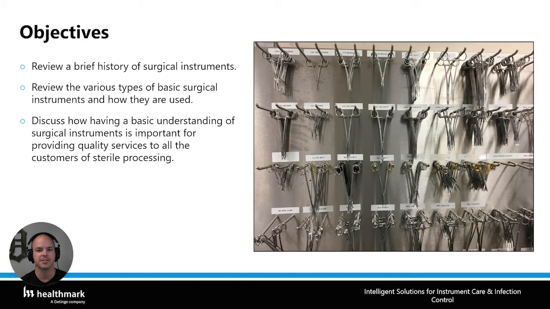We have objectives just like every other presentation. We're going to look at a history of surgical instruments. We're going to review the various types of basic surgical instruments and how they are used. And lastly, we're going to discuss how having this basic understanding of surgical instruments is going to be vitally important for you to provide quality service to all of your customers, obviously people in the OR, but maybe clinic locations or offsite locations as well.